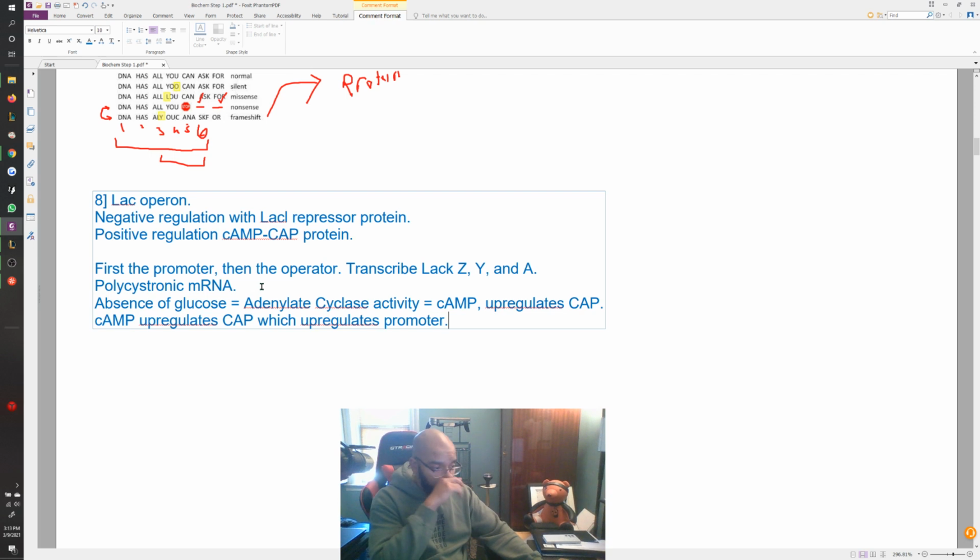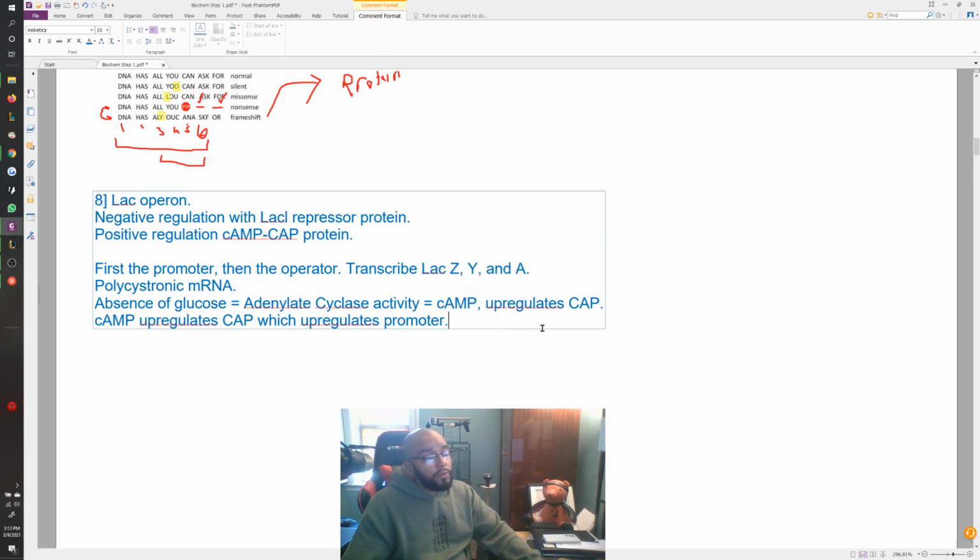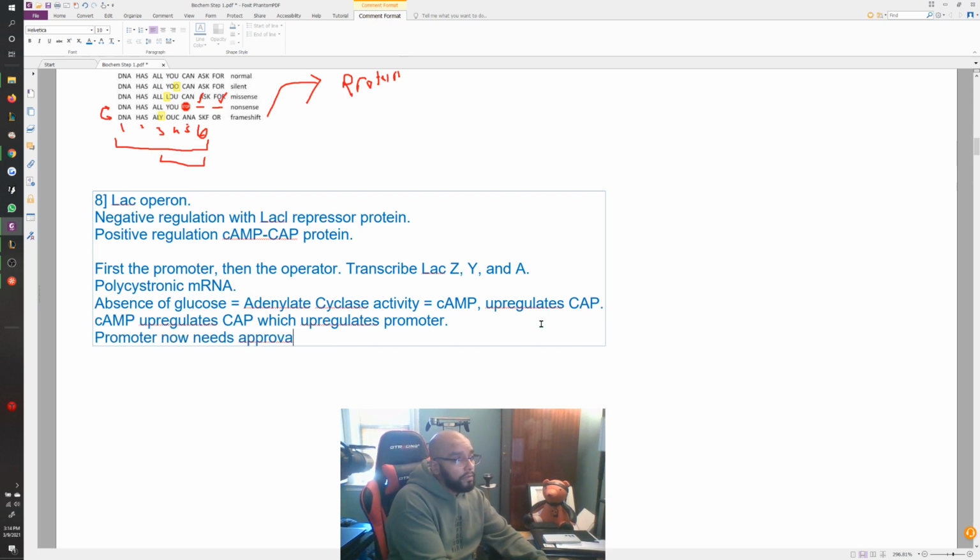Boom, so far so good. Now, the promoter is one of those sequences that allows more transcription to occur of the main genes we're looking at, the LAC, Z, Y, and A. No K over here. All right, so now, for the promoter to succeed, you would need the repressor guy to not be there, right? So promoter now needs approval by the operator.